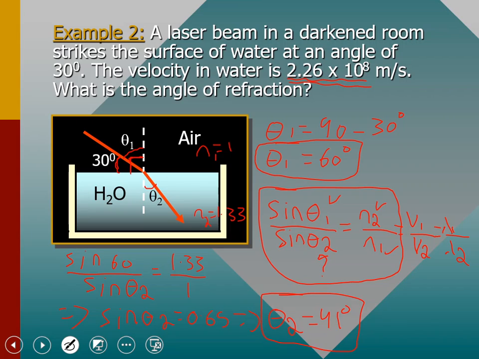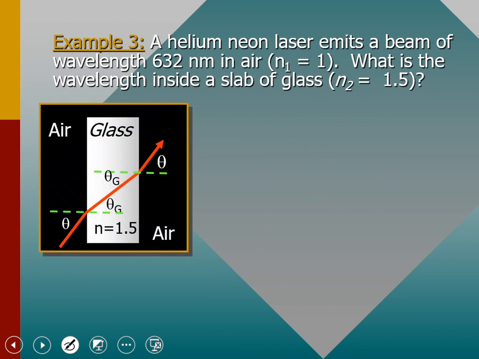Always, once the light is traveling from lower index to higher index, theta 1 will be greater than theta 2. Theta 1 is 60, theta 2 is 41 degrees. Now example number 3. A helium neon laser emits a beam of wavelength 632 nanometers in air. N1 equals 1, the index of refraction in air. What is the wavelength inside a slab of glass N2?